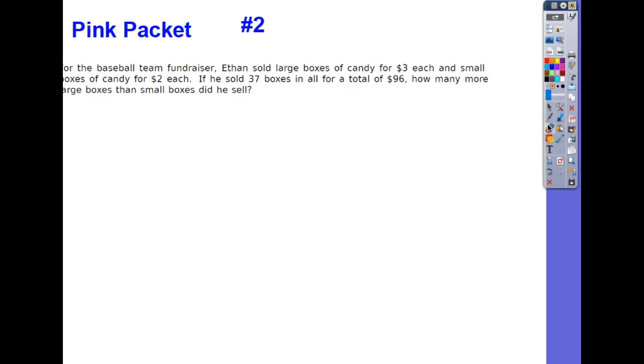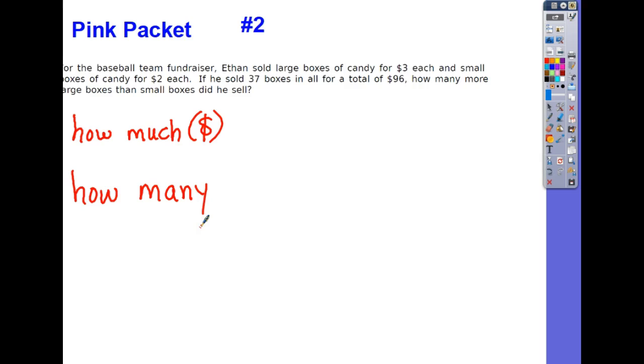So there's two equations we're going to write. We're going to write the equation for how much money and how many. You can solve a system that has two equations and two variables. If any of you have missed. How much did the small box, no, let's start with the large box. How much did the large box of candy cost?